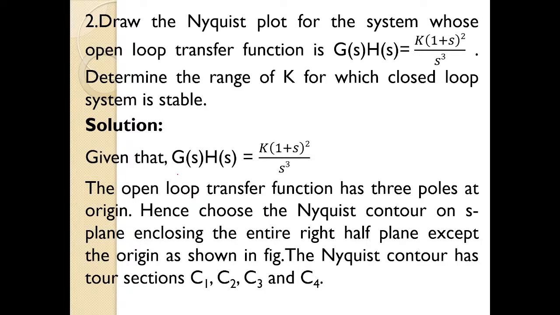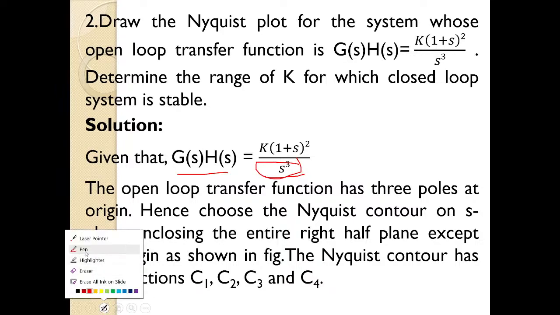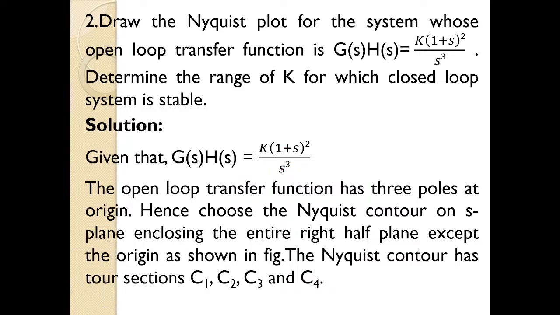So now the given open loop transfer function is G(s)H(s) = K(1+s)^2/s^3. This is our given open loop transfer function. By looking at it, if you look at the denominator, there is an s cube, so s power 3. The denominator indicates that there are 3 poles lying at the origin.